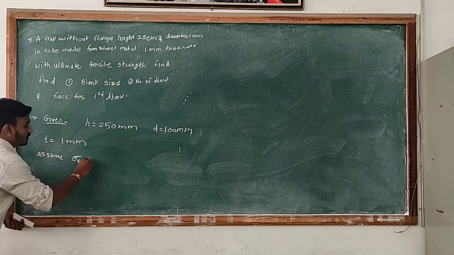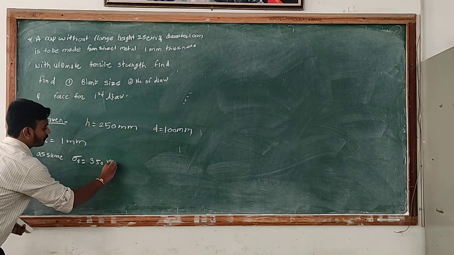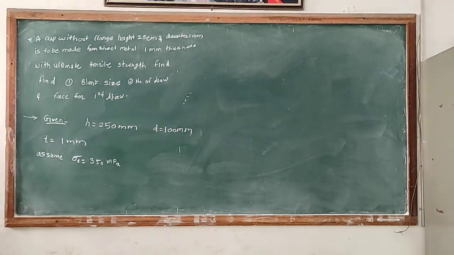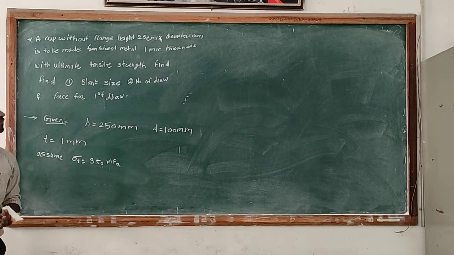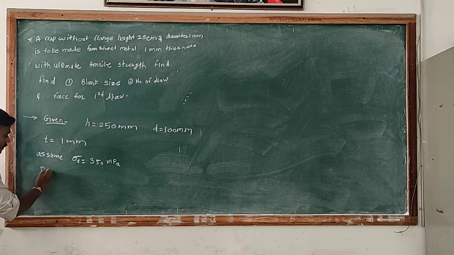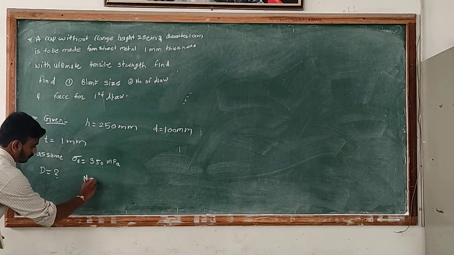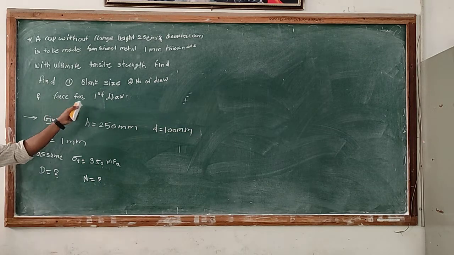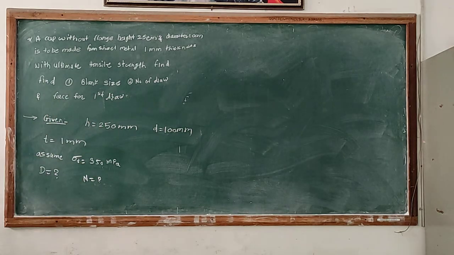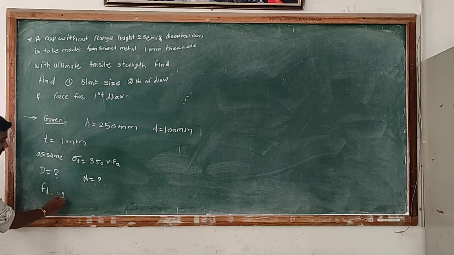So we will assume here sigma T is equal to 350 MPa. Any value is fine, but we will take 350. They ask to find the blank size, that is capital D, the number of draws, and another thing is the force for the first draw, that is FD for the first draw.